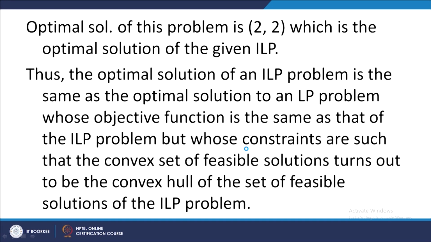The optimal solution of this problem is (2, 2), which is the optimum solution of the given integer linear programming problem. Thus, the optimum solution of an integer linear programming problem is the same as the optimum solution of the linear programming problem whose objective function is the same as that of the integer linear programming problem, but whose constraints are such that the convex set of feasible solutions turns out to be the convex hull of the set of feasible solutions of the integer linear programming problem.